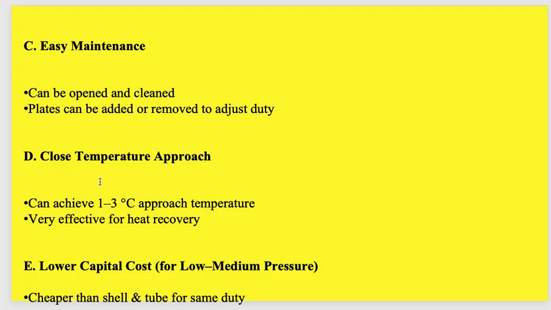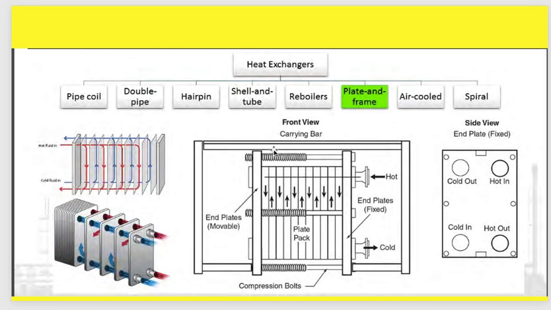Close temperature approach. If you are working with a narrow margin of temperature exchange between the hot side and the cold side, maybe 1 to 3 degrees C, you can use this type of plate and frame heat exchanger. Very effective for heat recovery. Lower capital cost in comparison with many other types, like the normal heat exchanger. And flexible operation: easy capacity expansion, as we mentioned, and good for variable flow rates on the hot side and the cold side. So now we understand the basic idea related to this exchanger.